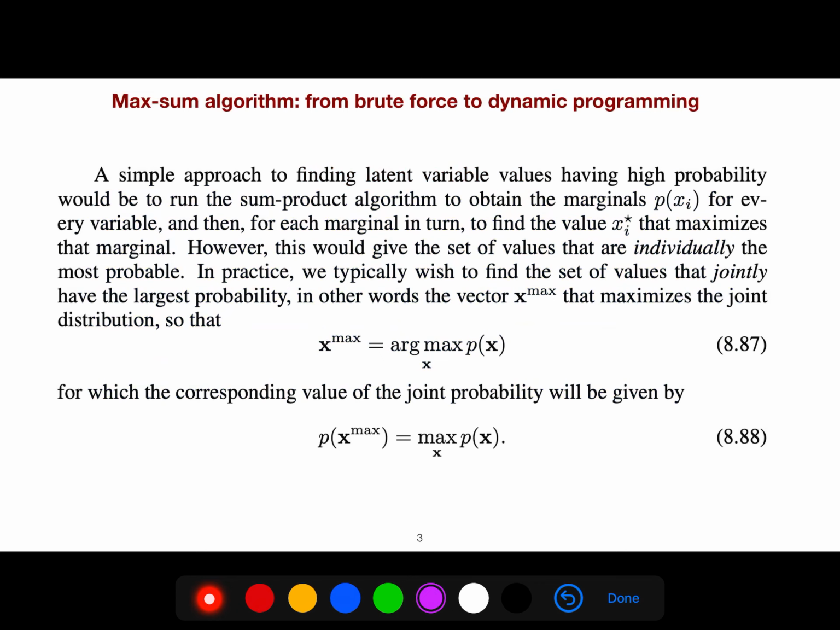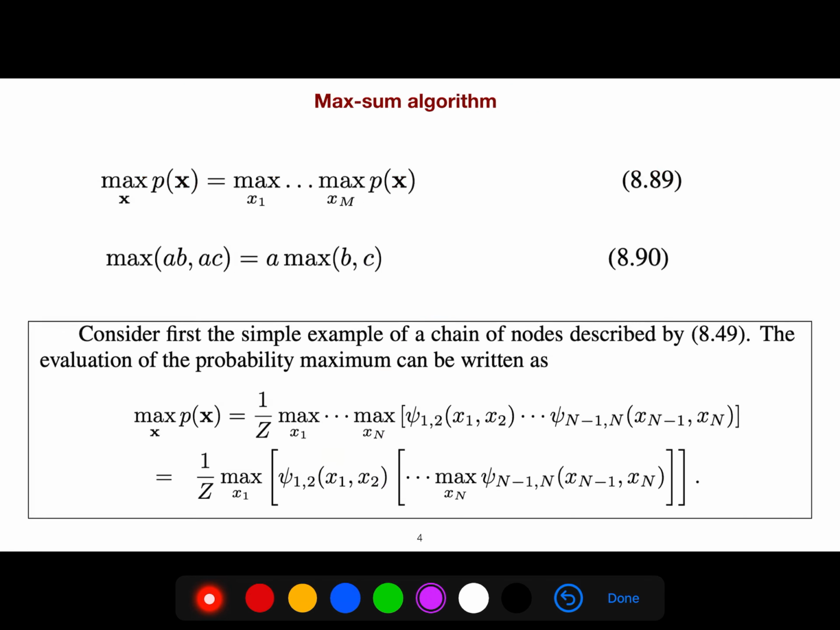So we don't want to use brute force to find this maximum. We can do that for a small number, but we don't do it in practice. In practice, as I said, we always use dynamic programming. So we want to see what is the maximum of this probability, and the maximum is P of x max. So we use these tricks. The maximum of ab and ac is a times the maximum of b, c.